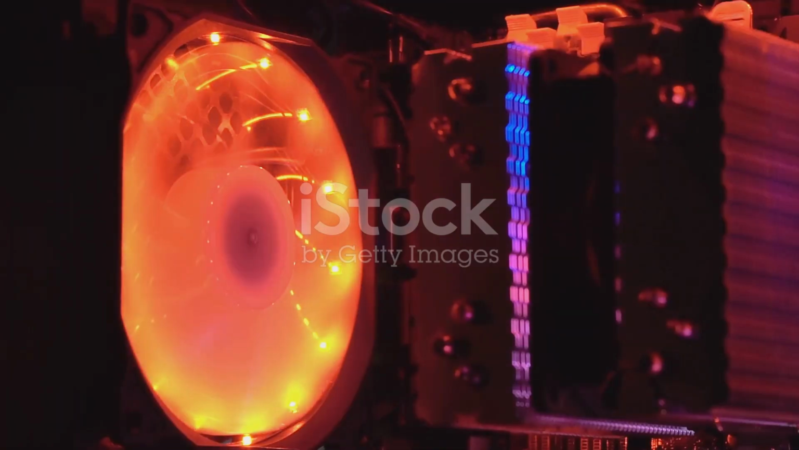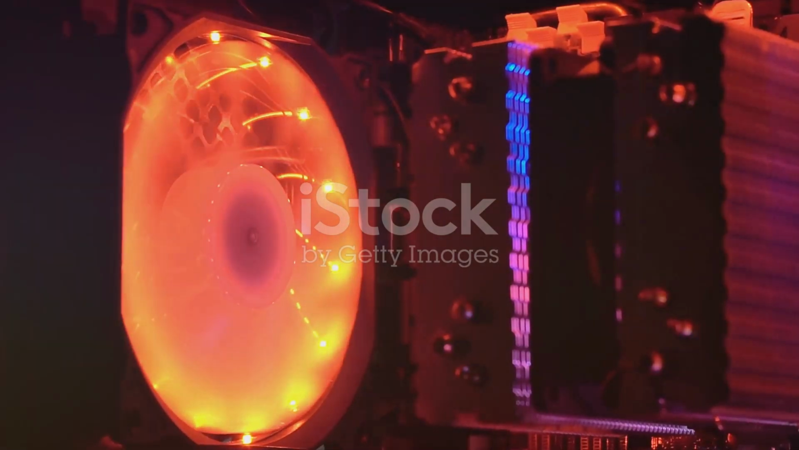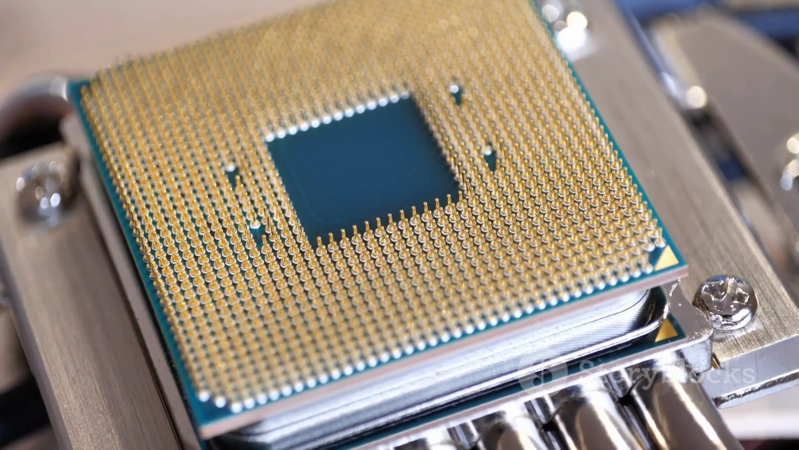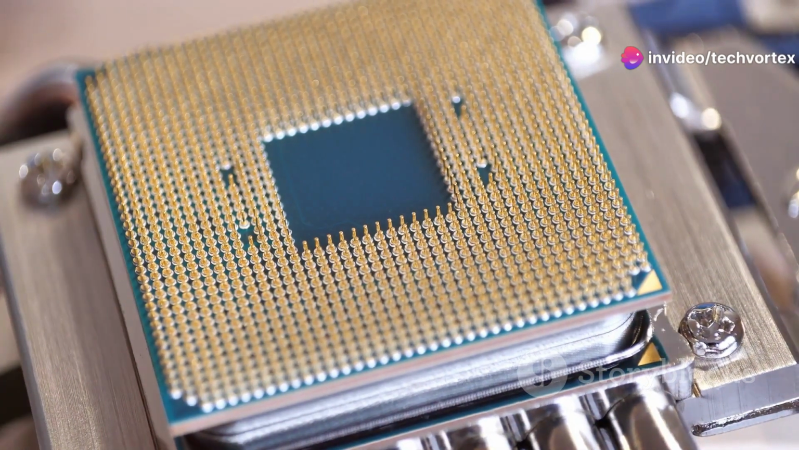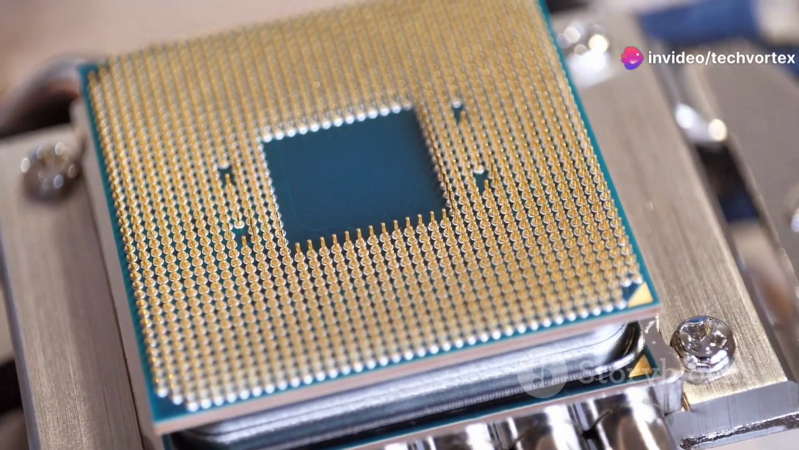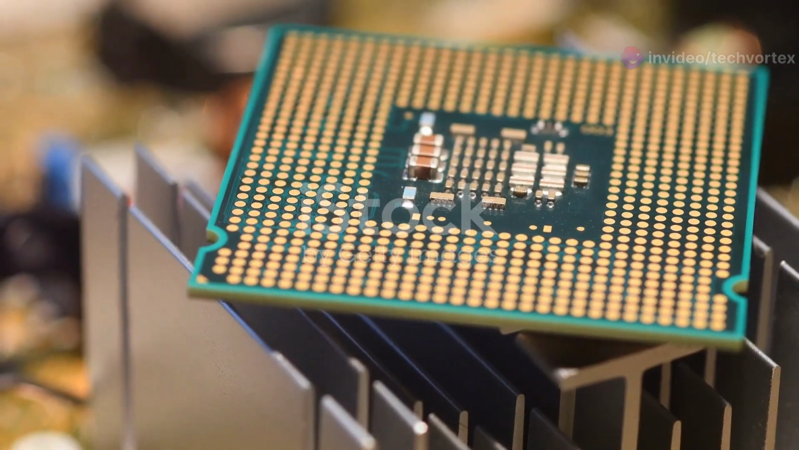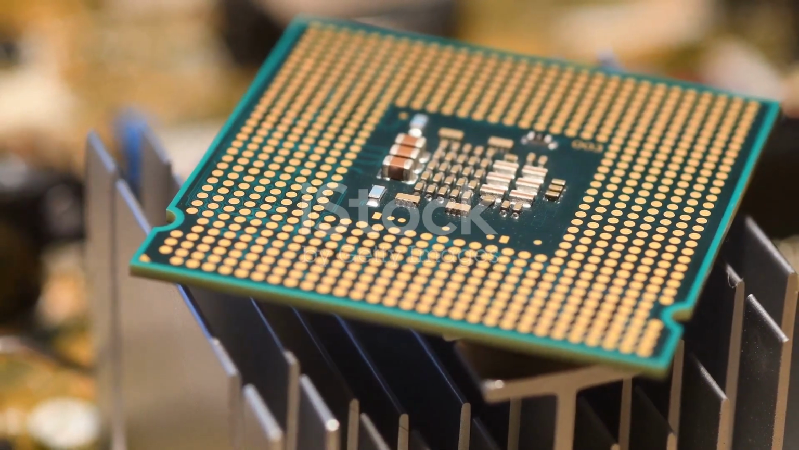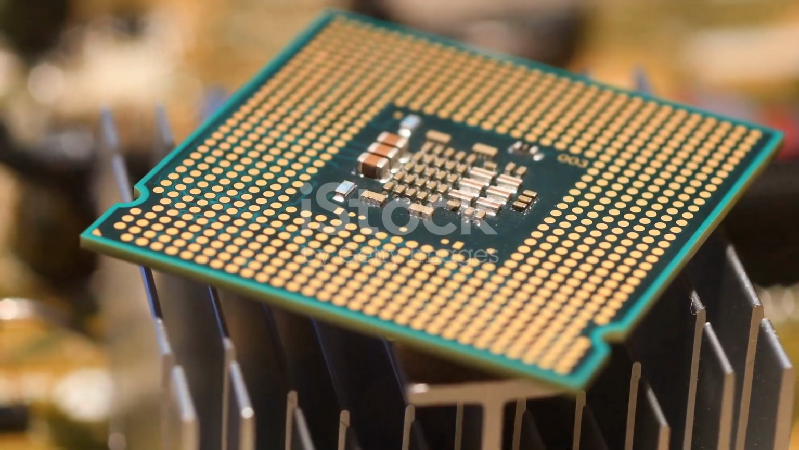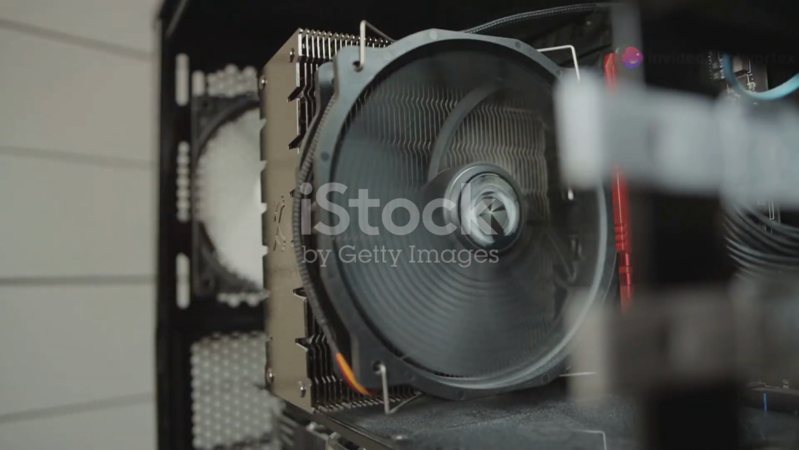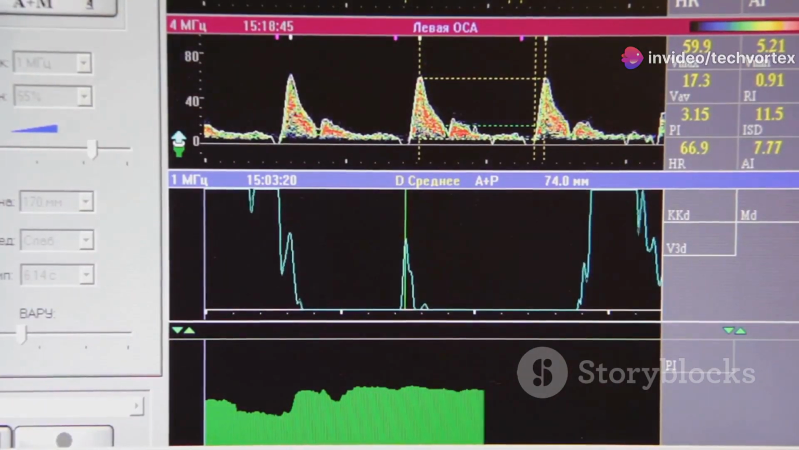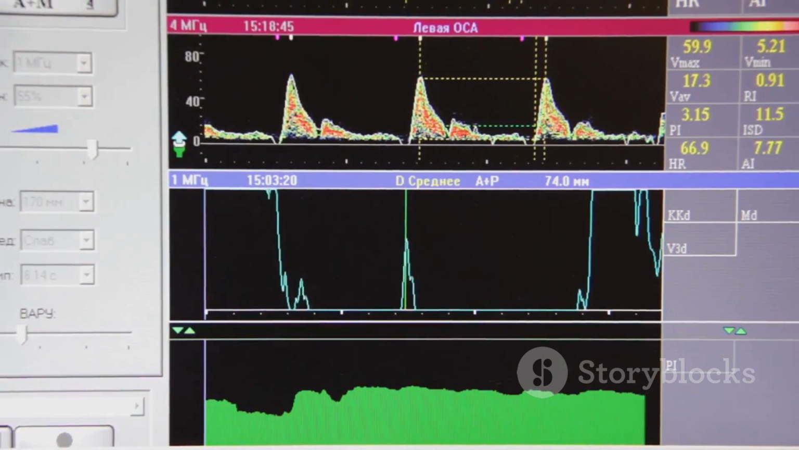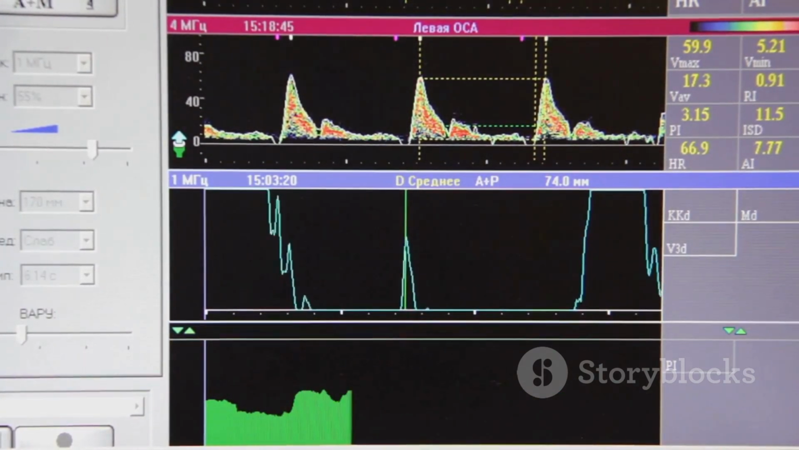Section 5. Efficiency and cooling. Power versus heat. Power consumption and heat generation are critical considerations, especially for systems running demanding workloads for extended periods. The i9-14900K, with its higher clock speeds and power draw, generates more heat. This requires a robust cooling solution to maintain optimal temperatures. Its TDP, or thermal design power, is rated at 125 watts, but it can consume significantly more power under load.